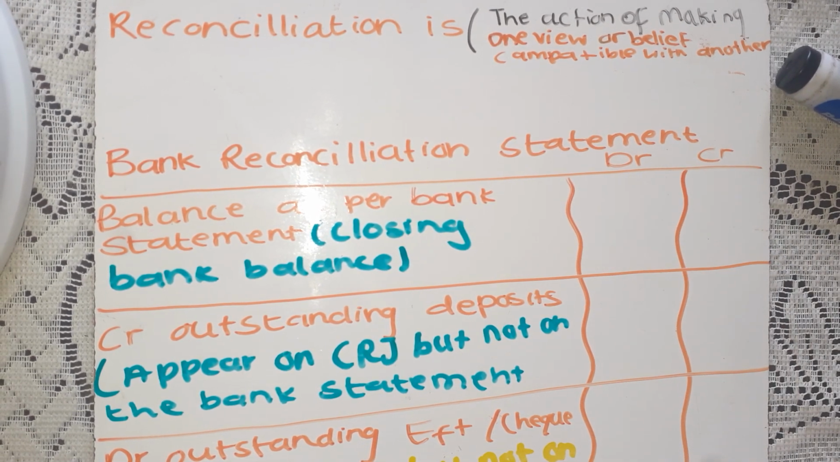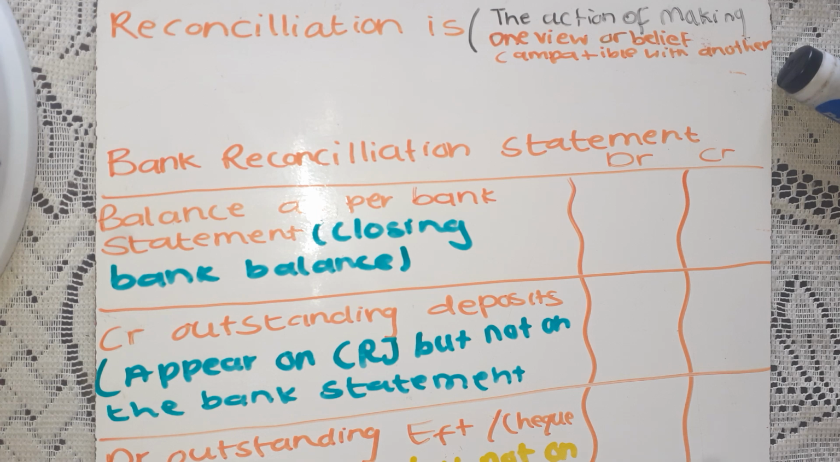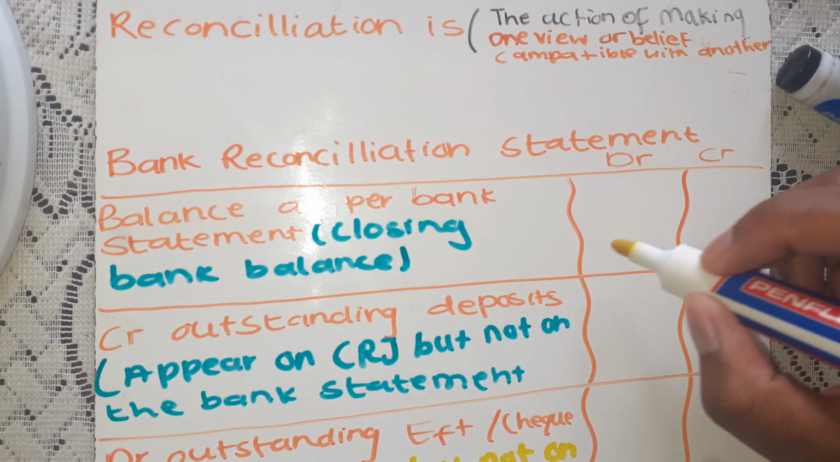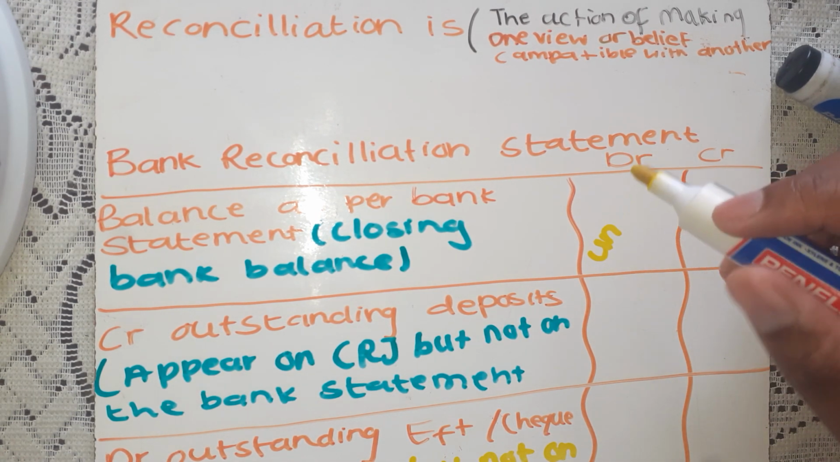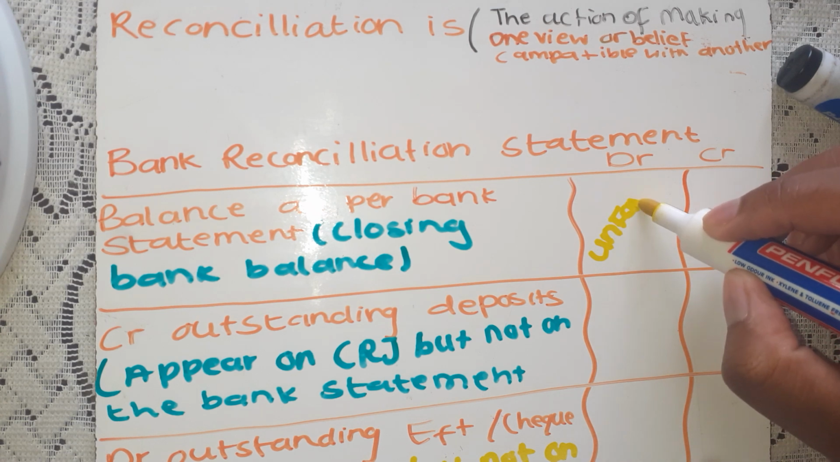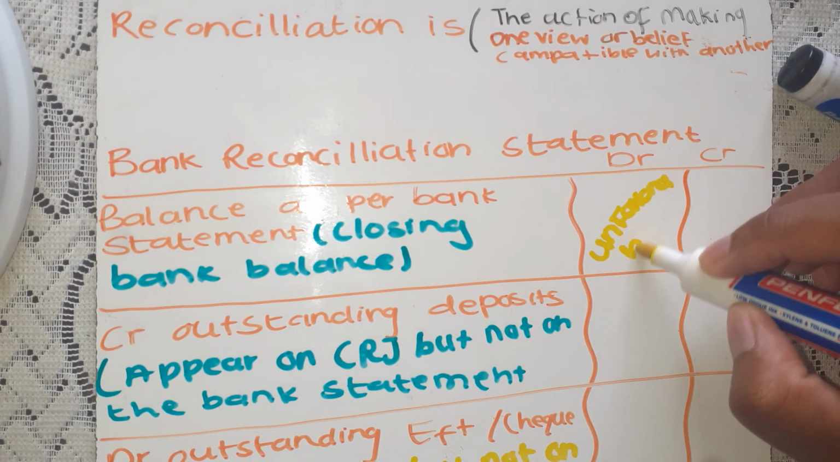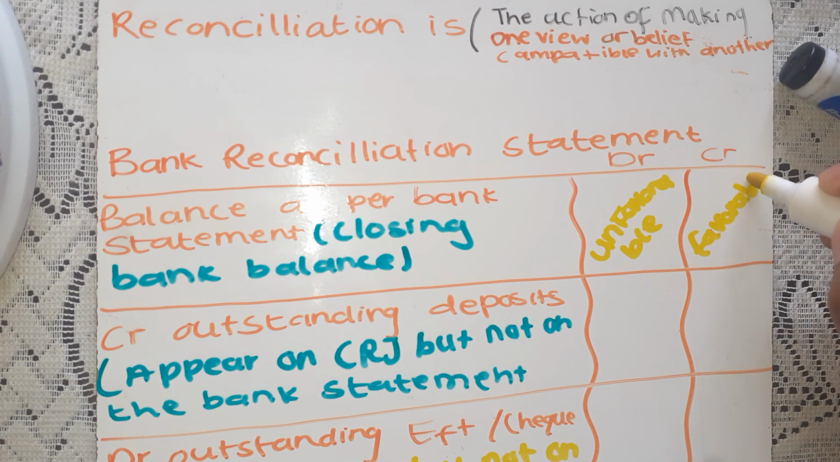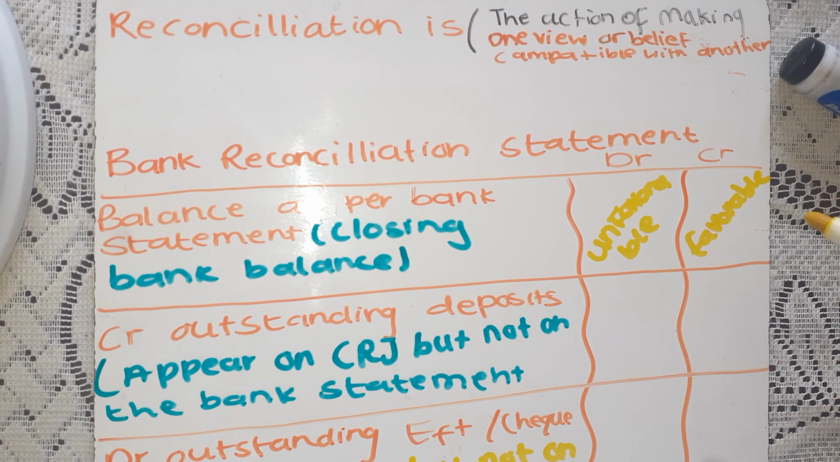So just look at it. When you're given a bank statement, what is the value of the closing balance? Is it unfavorable, which is a negative, or is it favorable? Now, if a bank balance is favorable, we put it in here. This is unfavorable. This is favorable. I don't know if that appears.